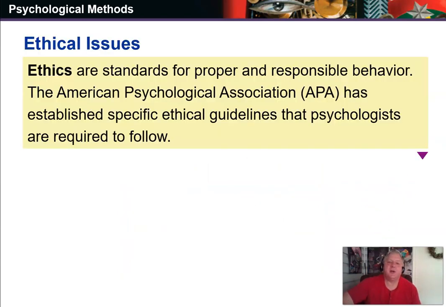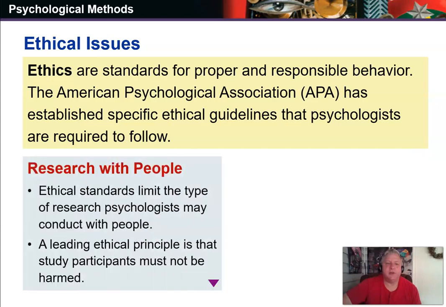Ethics are standards for proper and responsible behavior. The American Psychological Association has established specific ethical guidelines that psychologists are required to follow. Research with people. There are ethical standards that limit the type of research psychologists may conduct with people. A leading ethical principle is that the study participants may not be harmed.